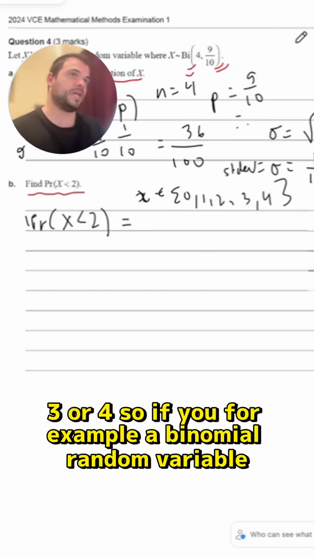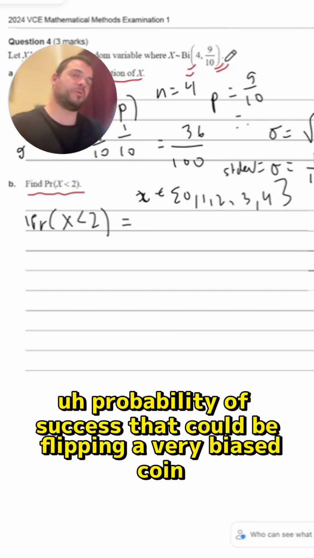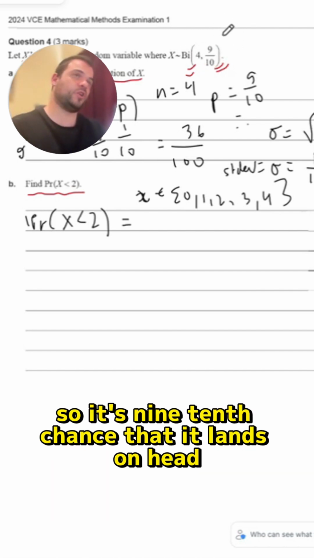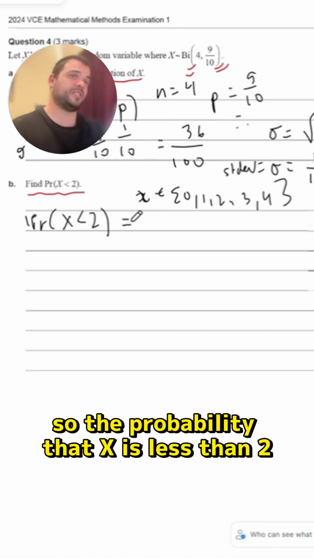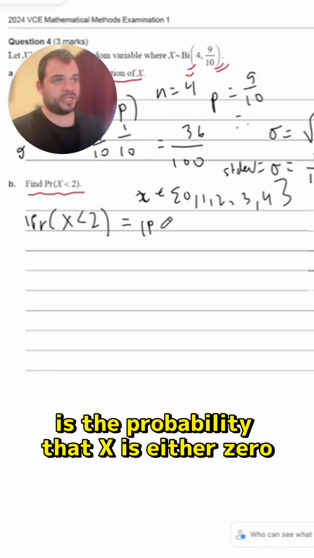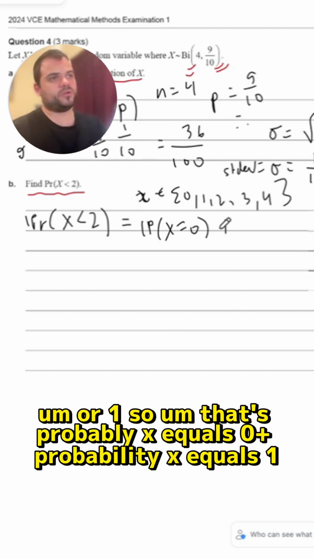So for example, a binomial random variable with n equal to 4 and 9/10 probability of success could be flipping a very biased coin. So it's a 9/10 chance that it lands on heads. You flip it 4 times. How many heads do you get? Between 0 and 4. So the probability that x is less than 2 is the probability that x is either 0 or 1. So that's probability x equals 0 plus probability x equals 1.